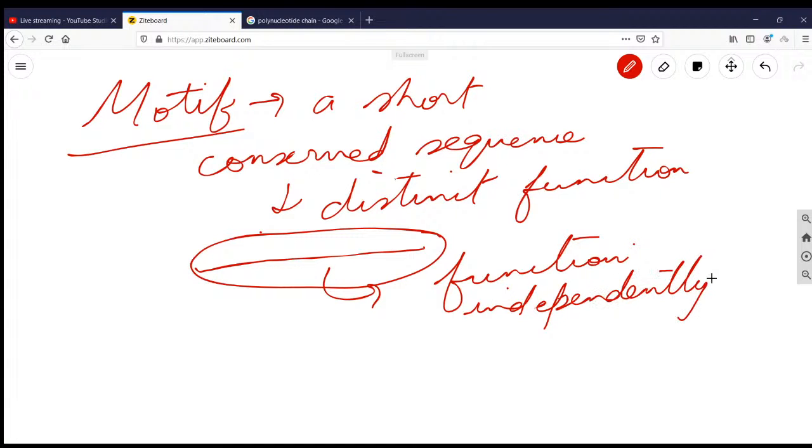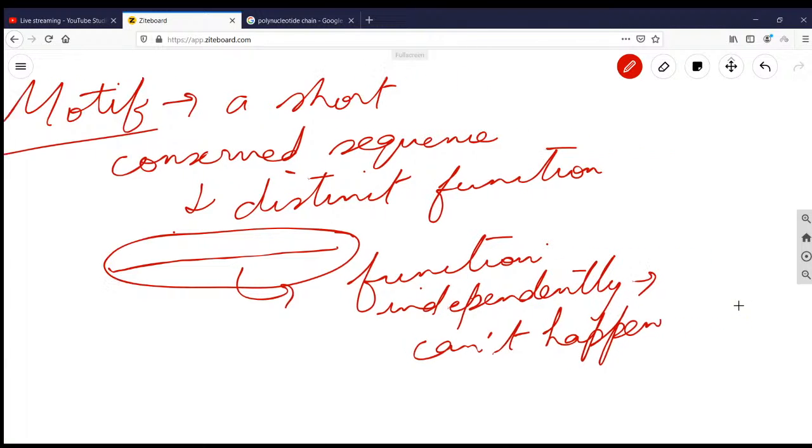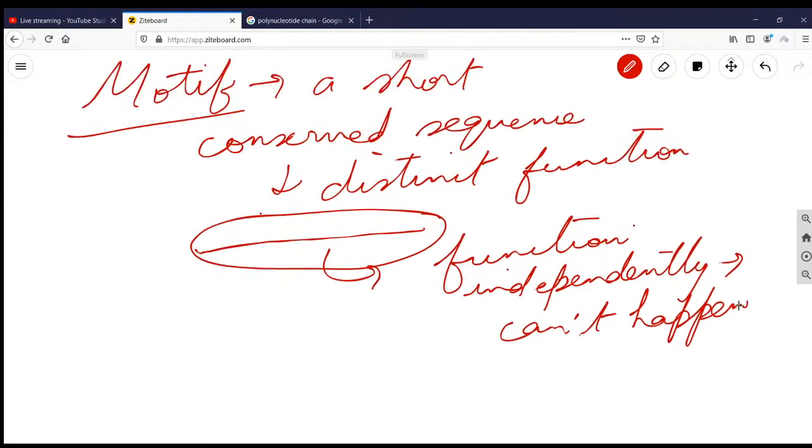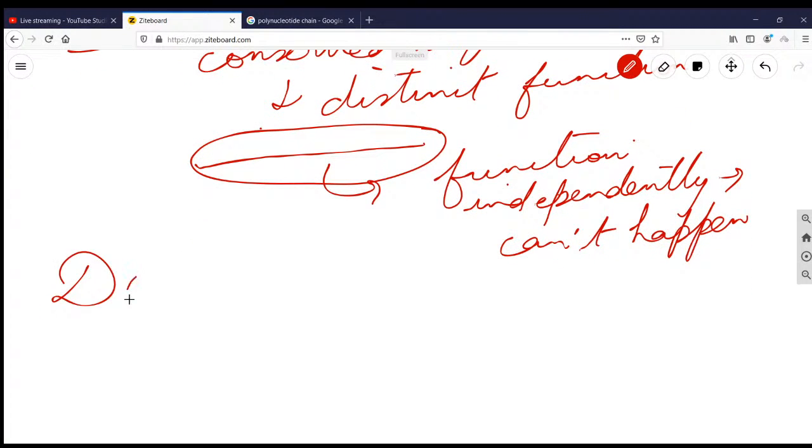So function independently cannot happen. Okay, when it comes to a motif. Now, when you come to a domain, a domain is a bigger unit of a protein with more polypeptide, you can say more amino acids pertaining to it. So it is also a conserved sequence pattern. Okay, similarities, both are conserved.